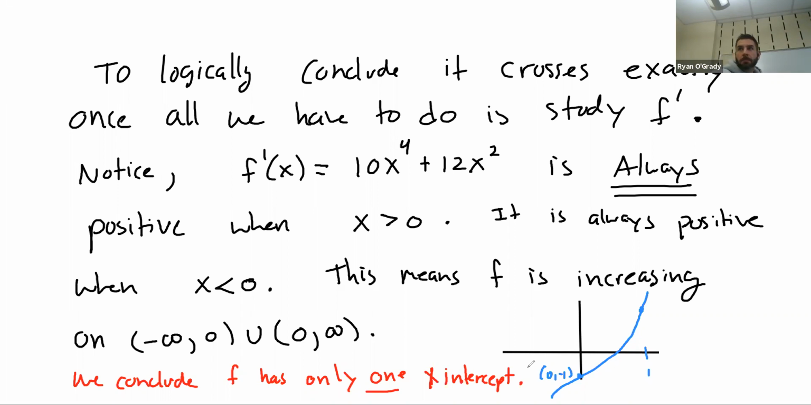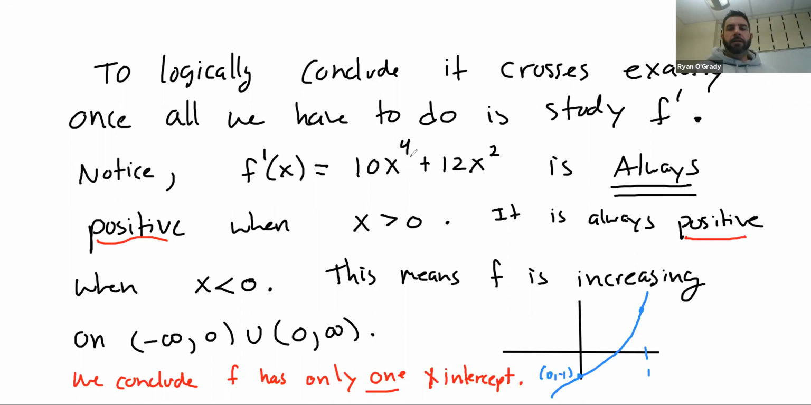Yes. So how did you get from knowing it's always positive when x is greater than 0 to always negative when x is less than 0? It's no, it's always positive in both. Oh, it is. It's always positive in both.